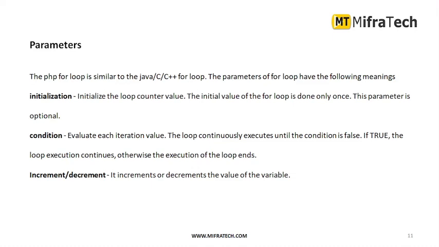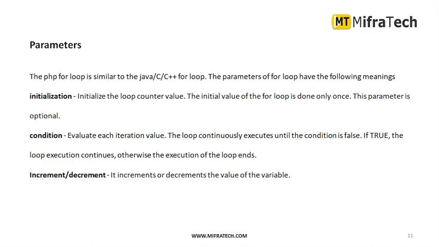Initialization: initialize the loop counter value. The initial value of the for loop is set only once. This parameter is optional. Condition: evaluated on each iteration. The loop continuously executes until the condition is false. If true, the loop execution continues. Otherwise, the execution of the loop ends. Increment or decrement: it increments or decrements the value of the variable.